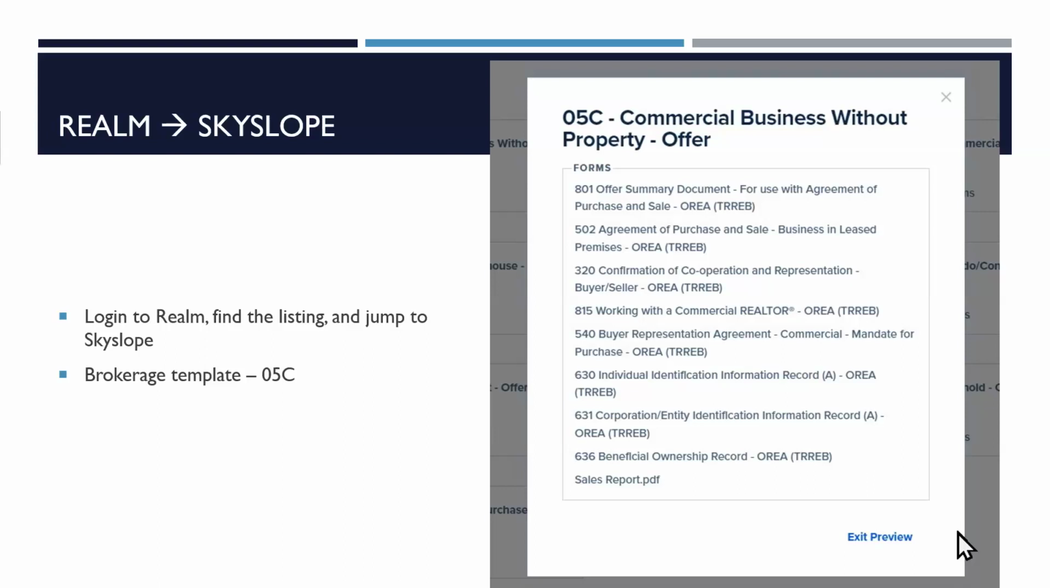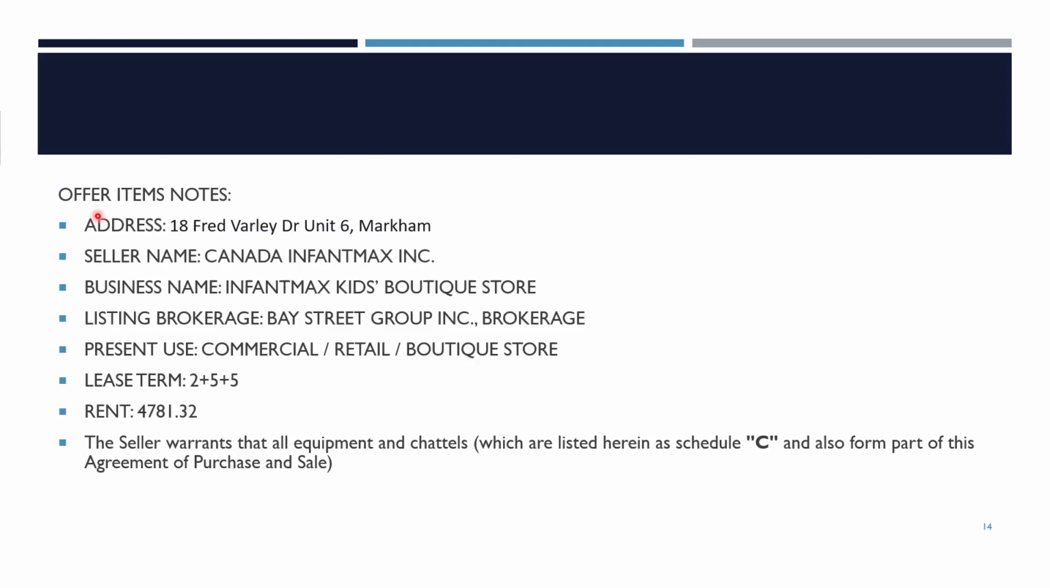So now we go to SkySlope. How we're going to do that is the offer, right? Because that's the main thing for this commercial deal. So we're going to need this item from the RUM. This needs attention. The business name: sometimes you need to ask the listing agent to get it. What's the listing brokerage? What's the present use? Okay, you're going to have something in your mind already. What's the listing remainder? Where can you get this information?